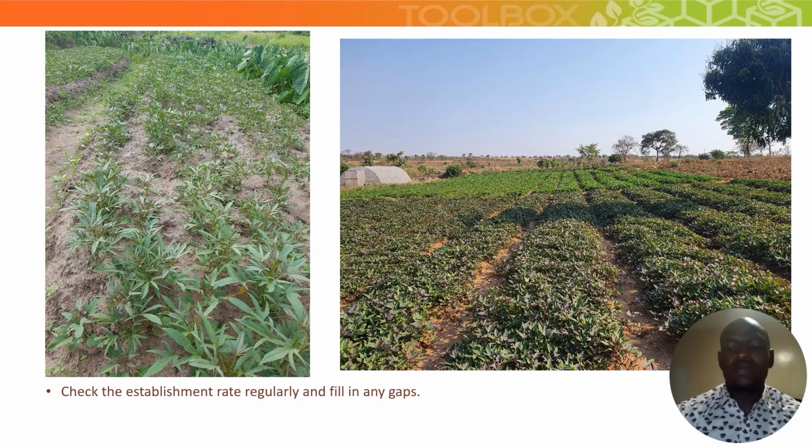Check the establishment rate regularly and fill in gaps so that at the end of the day you have optimal plant population. The photo there on the left, those are plants that are about 2 weeks old, while on the right there you have a well established field that is about 40 to 50 days old.